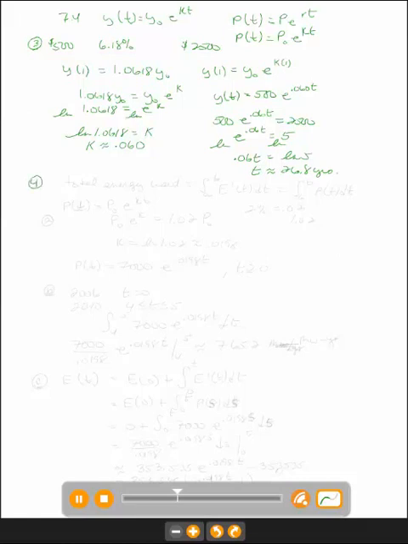And now example 4. Example 4 is using total energy used, and the formula they've given us is total energy used is equal to the integral from a to b of the rate of the energy, dt, which is equal to the integral from a to b of p of t, dt.